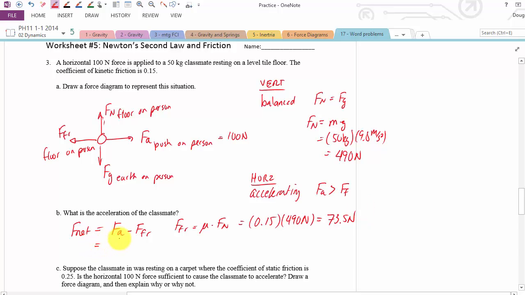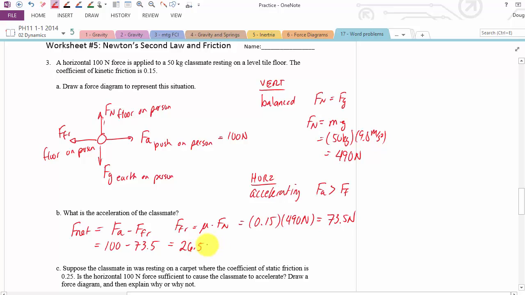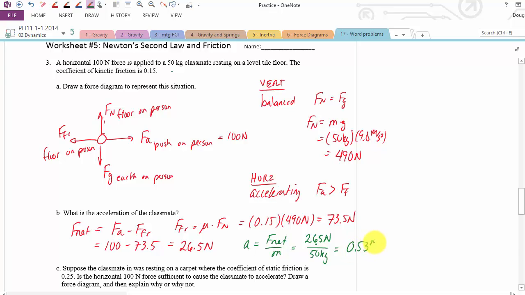So we have F net is equal to 100 newtons minus 73.5, which is 26.5 newtons. Okay, so that's the total force acting on that person, and then it's asking for the acceleration. So acceleration is F net divided by mass. The person was 50 kilograms, so that's 0.53 meters per second squared.